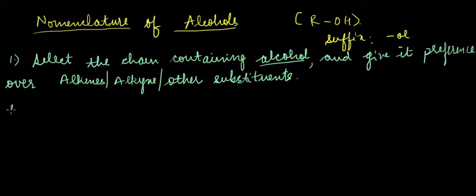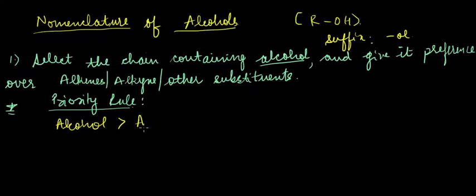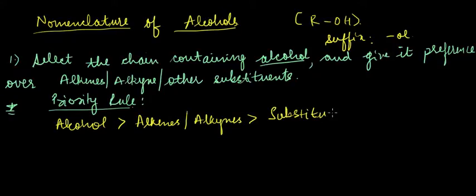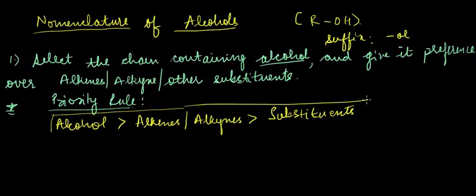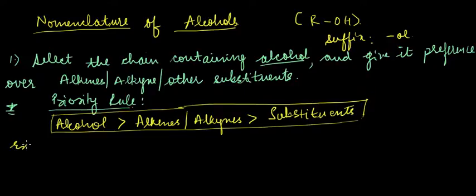So the priority rule should be as follows: first is alcohol, then double bond and triple bond, that is alkenes and alkynes, and in turn alkenes and alkynes will be given priority over substituents. This is the priority rule which must be kept in mind when you are giving the IUPAC name of compounds. So let's start off with some examples.